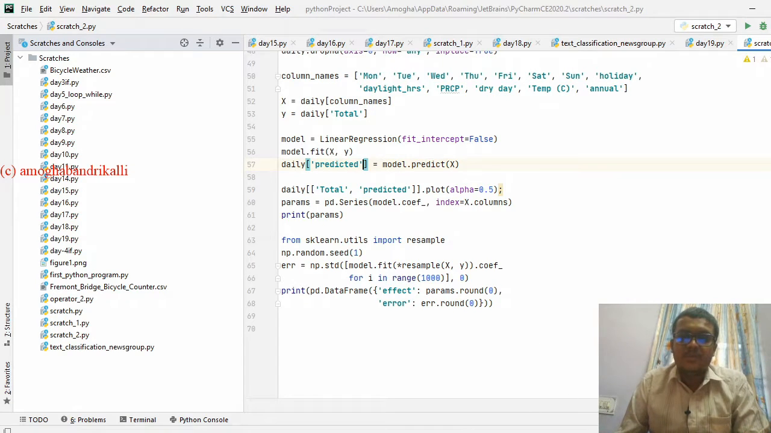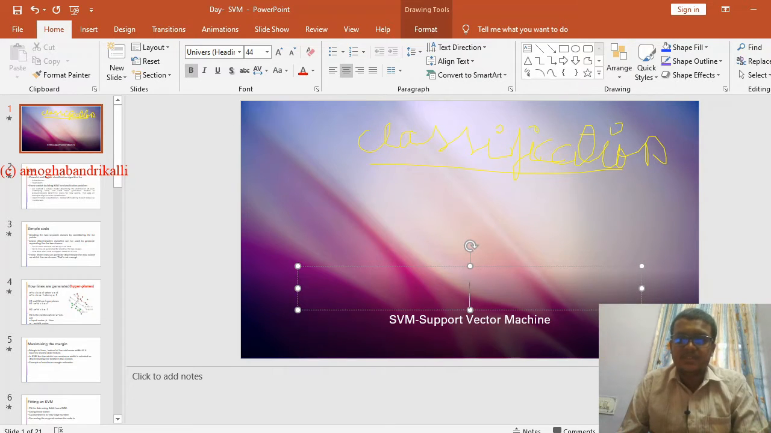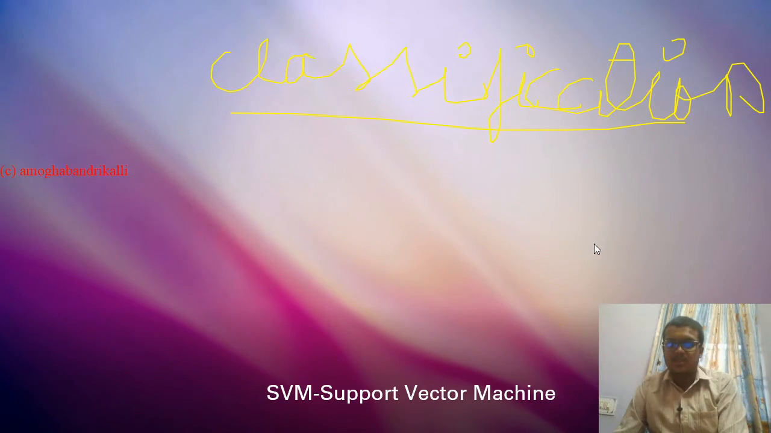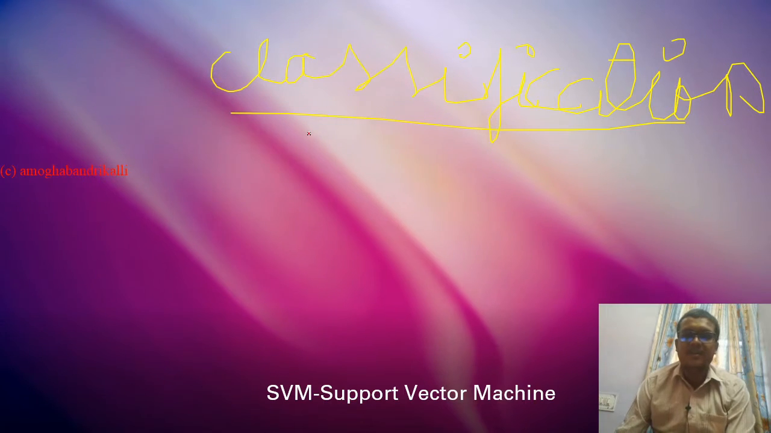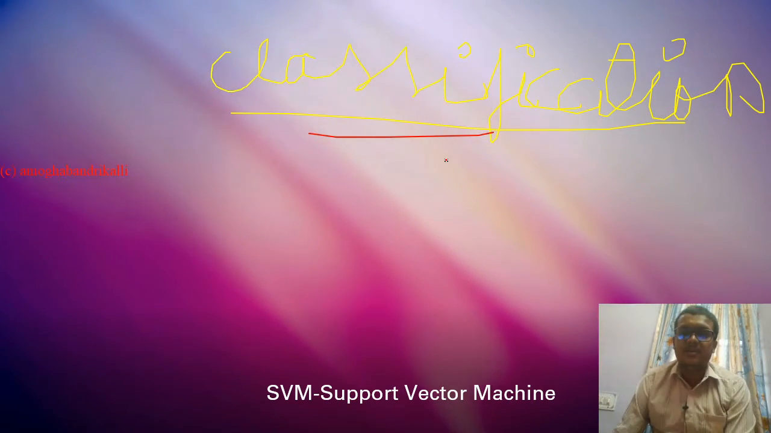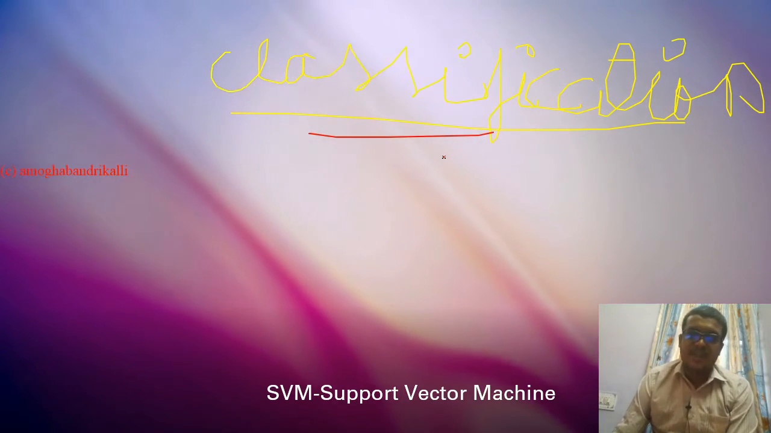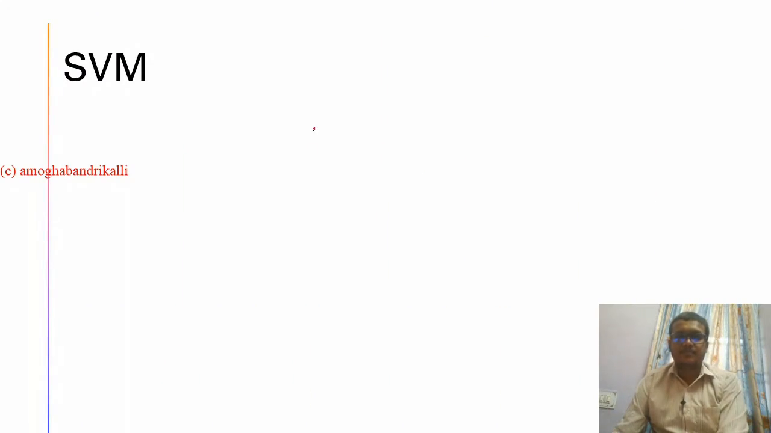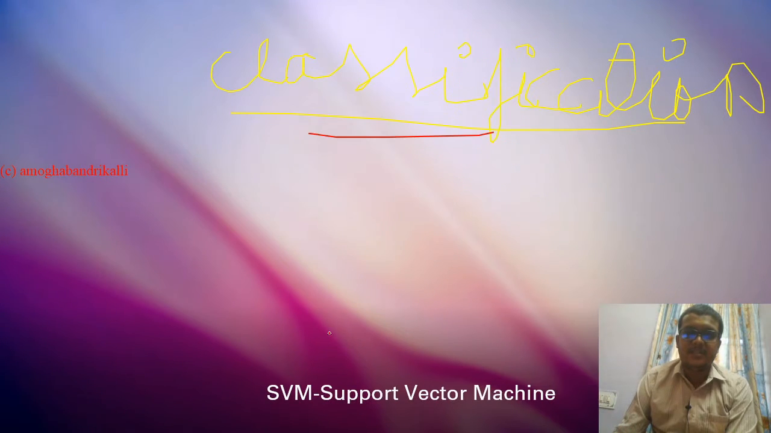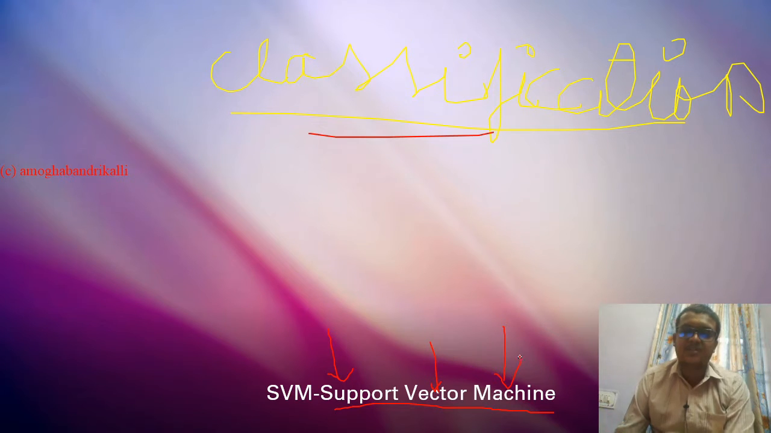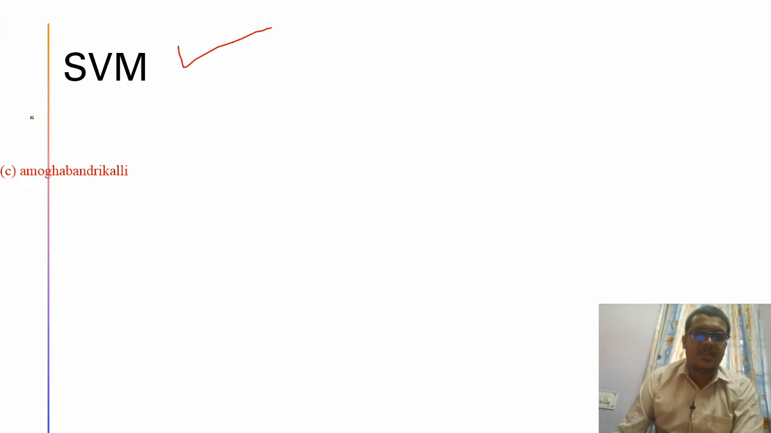So let's dive into today's session. This is an example for classification, as I told you earlier. SVM is abbreviated as support vector machine. What is the support, what are the vectors, and why is this called a machine? Let's see this in the next slides of this video.